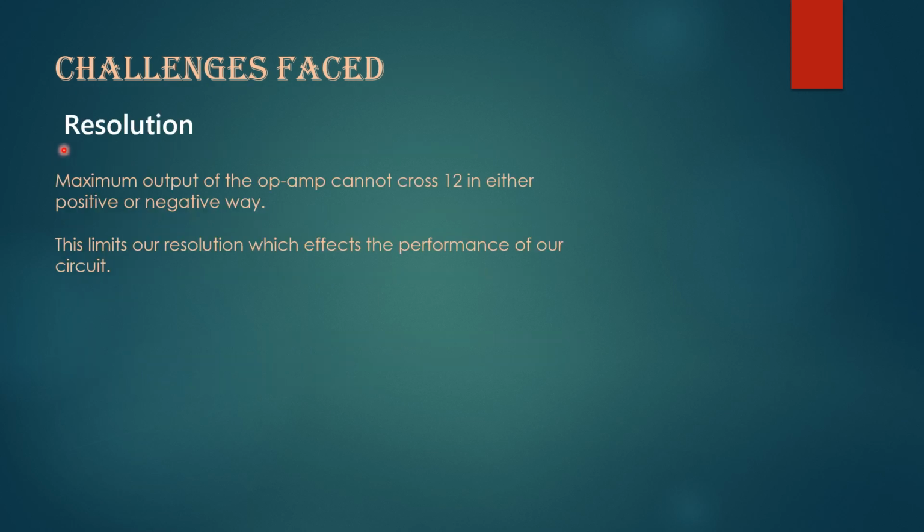Another challenge faced is in terms of resolution. The maximum possible supply voltage that can be given to the circuit depends on how much voltage can be supplied to the circuit itself and the maximum supply voltage mentioned in the data sheet of the chosen op amp. For our circuit, the maximum output of the op amp cannot cross 12 volts in either positive or negative voltage, since that is the chosen supply. This limits our resolution, which in turn affects the performance of our circuit.